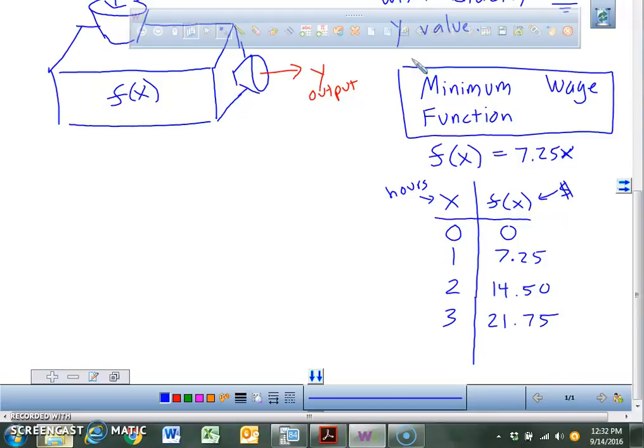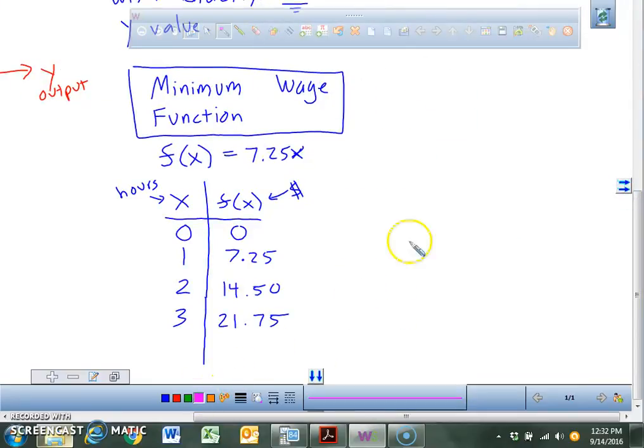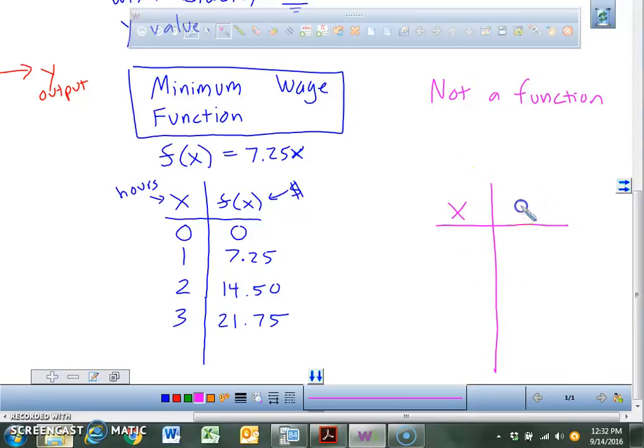Now let me give you an example of not a function. So we're going to go over here. Right here, this is going to be an example in your journal. Not a function. I'm going to make an x and a y table and help you guys see the difference.